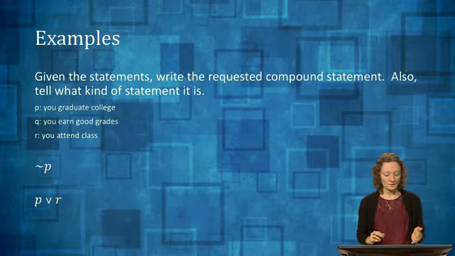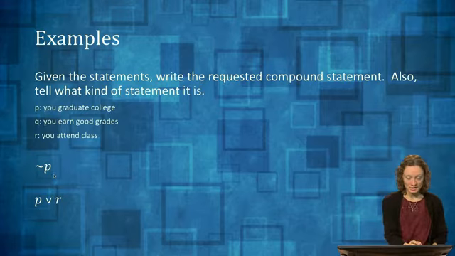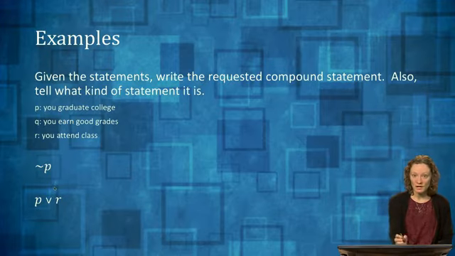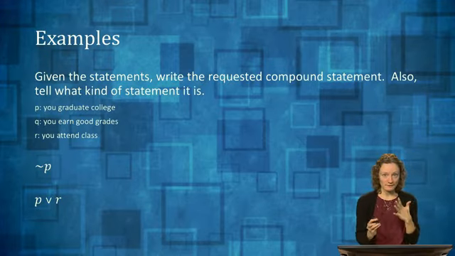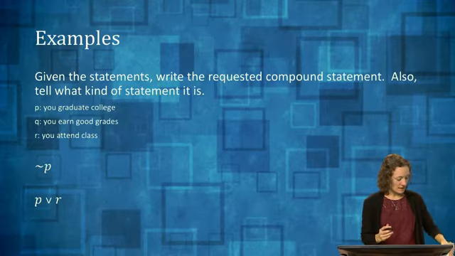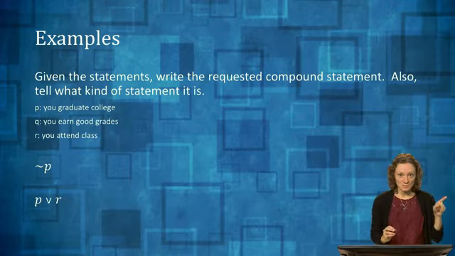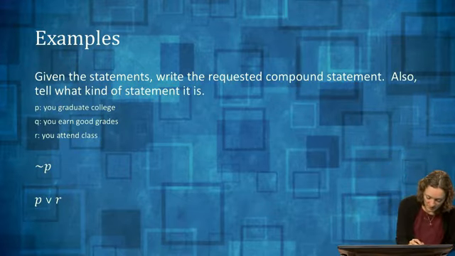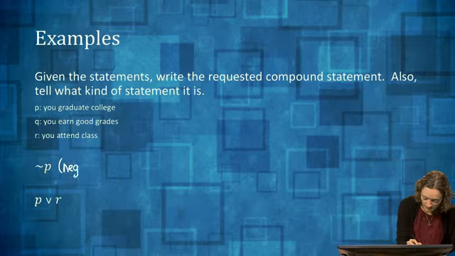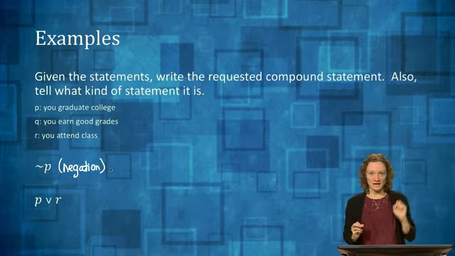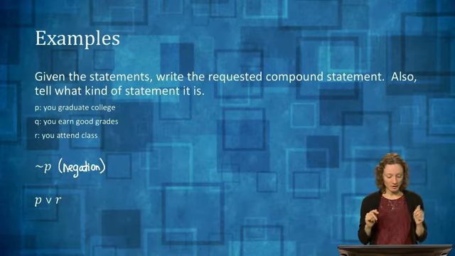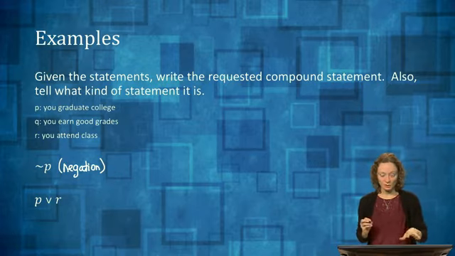So the first one we have is negation P. The first thing we're going to do is tell what kind of statement we have. So which of the 5? For us to have a conjunction, we would need the down symbol. Disjunction, we need the up symbol. Negation, we need a little tilde. We have that, so here we have a negation. Conditional would have the arrow. Biconditional would have the double arrow. So in this case, we only have a negation.